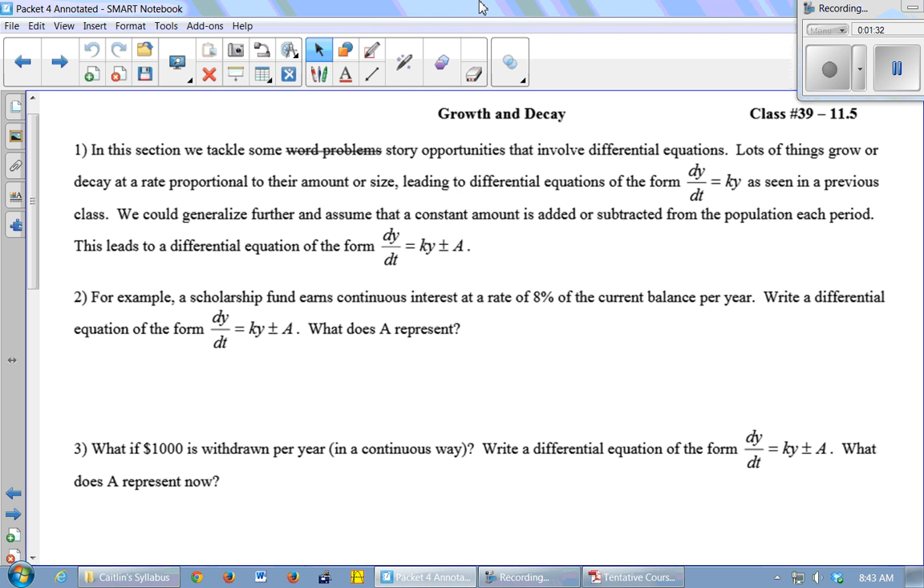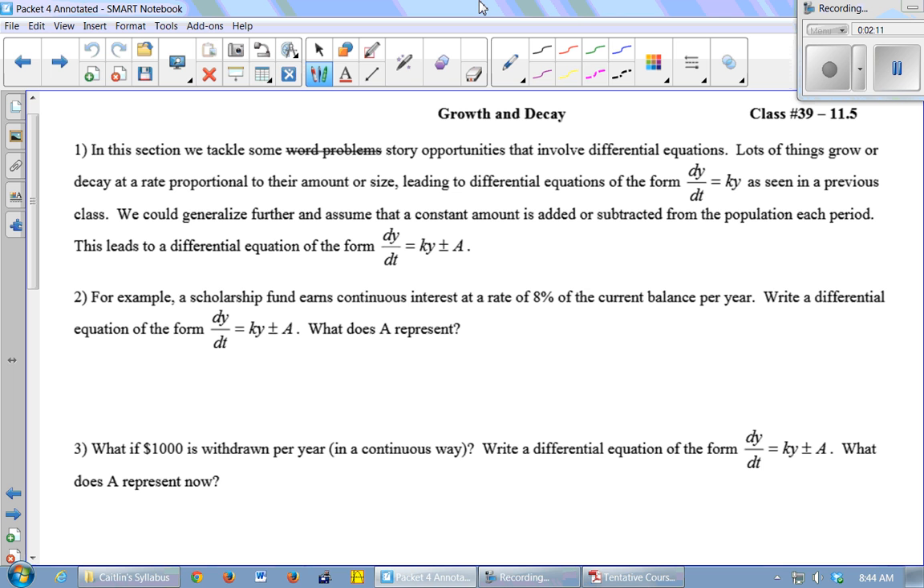All right, so we could generalize further and also assume that a constant amount is also added or subtracted from the population each period. So that would lead to a differential equation of the form dy/dt equals k times y plus or minus a. So the rate of growth is proportional to the size of the population, plus or minus some constant that you are also adding each period or subtracting. So for example, a scholarship fund earns a continuous interest rate of 8% of the current balance each year. So let's write a differential equation of the form dy/dt equals ky plus or minus a.